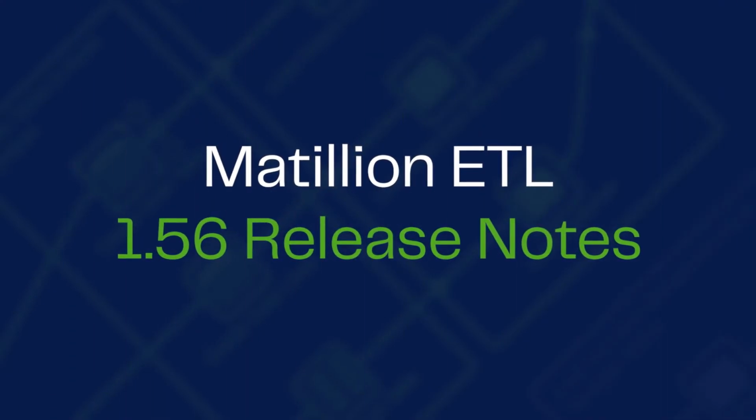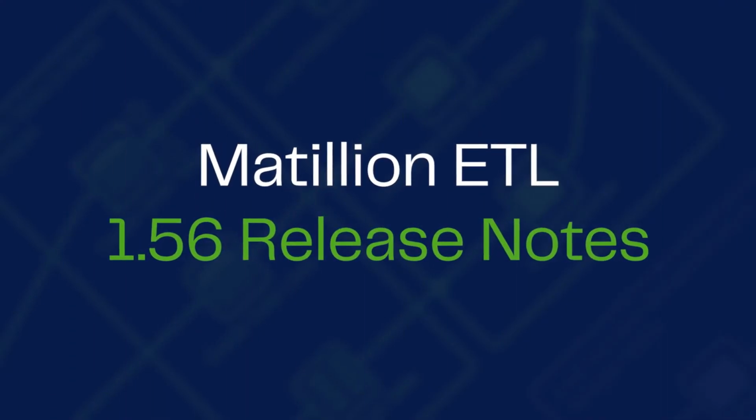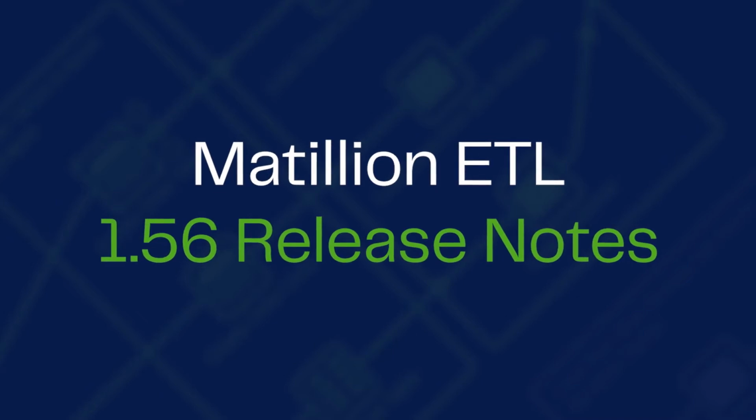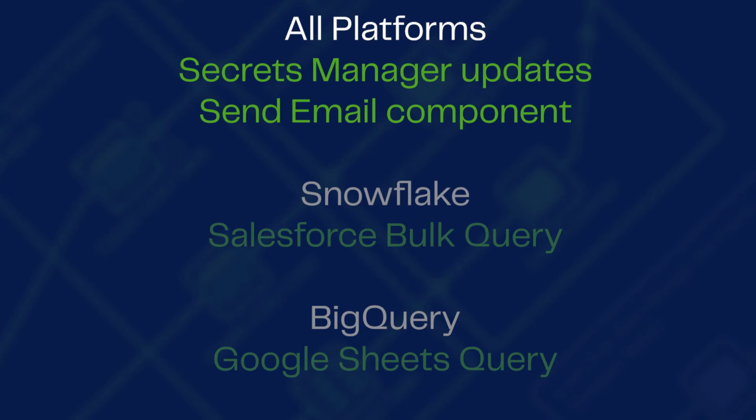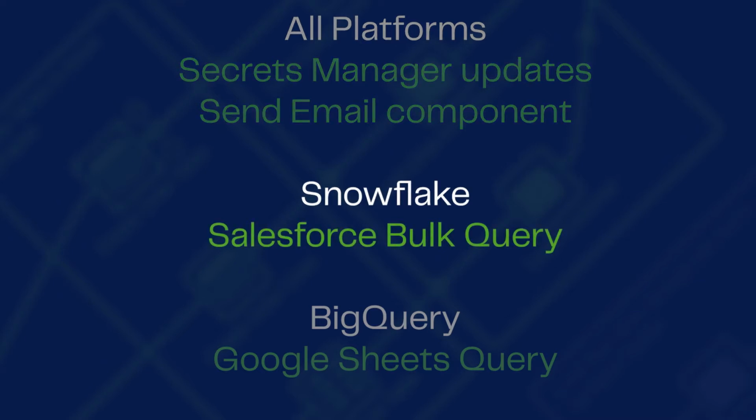Matillion ETL version 1.56 is now publicly available to all customers. In this video, we're going to show you what's new. For all platforms, there are updates to the Secrets Manager and a new component, Send Email. For Snowflake, the Salesforce Query component, and on BigQuery, the Google Sheets query component has been added.